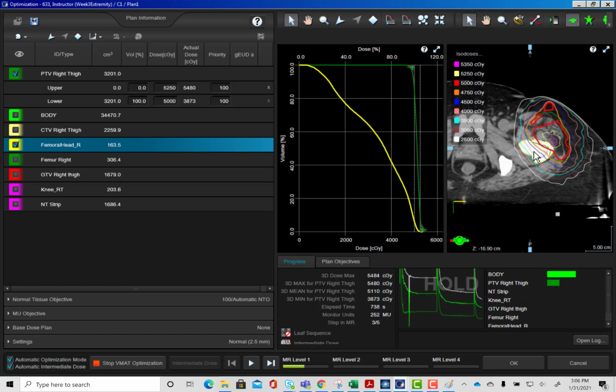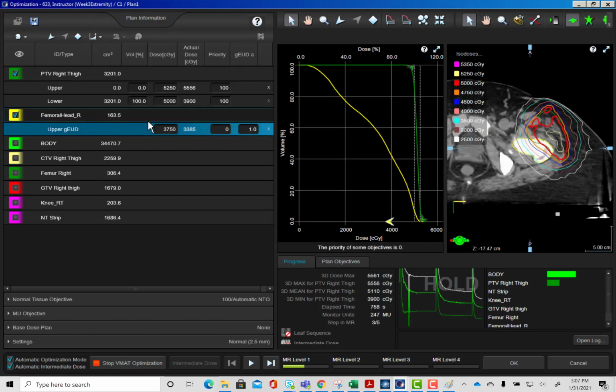So we just want 50% less than 5,000. Well, we're only treating to 5,000, so we're meeting that constraint with flying colors, but we can probably get it lower. So when I don't have a specific constraint that I'm shooting for, what I like to do is come up here and add an upper gEUD. We'll talk more in depth about this constraint in one of our coming weeks, but for now I'll just tell you that if you add an upper gEUD with an alpha value of 1, so that's what this A stands for up here, alpha value 1 means we're looking at the mean dose to that OAR.